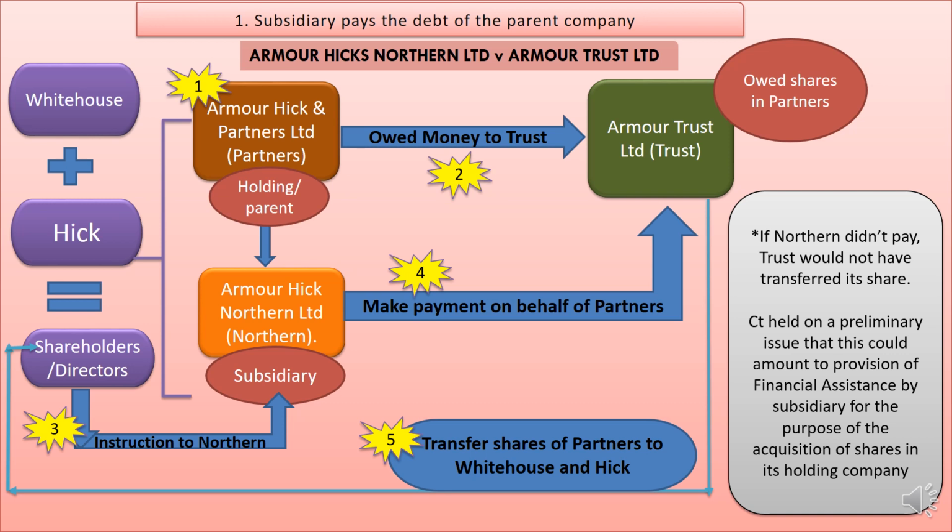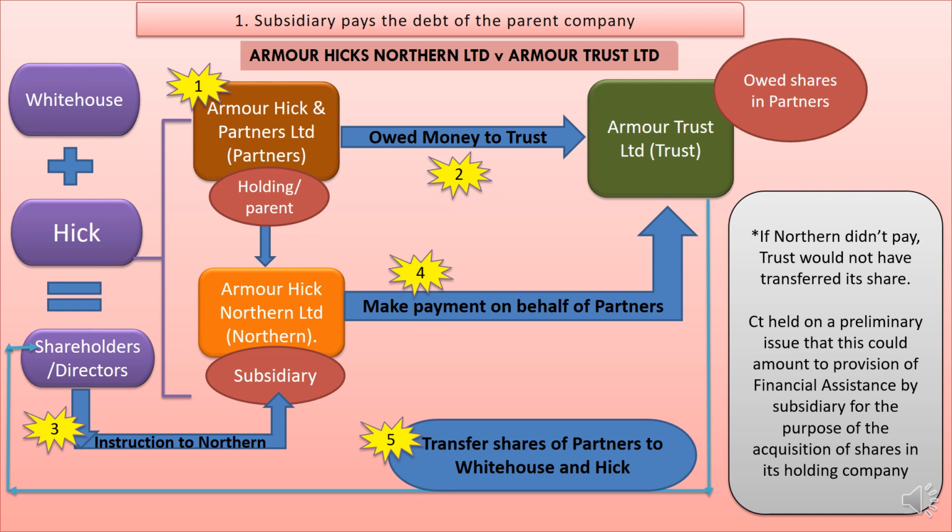Okay, until this stage, nothing wrong yet. Right. Now, after the payment was made, after Armour Trust got the money, Armour Trust, as I said earlier, owned shares in Partners, right? So Armour Trust Limited transferred its shares of Partners to both directors. Transferred the shares of Partners to White House and Hicks. Now, when Armour Trust transferred the shares of Partners to the directors, this is considered as financial assistance.